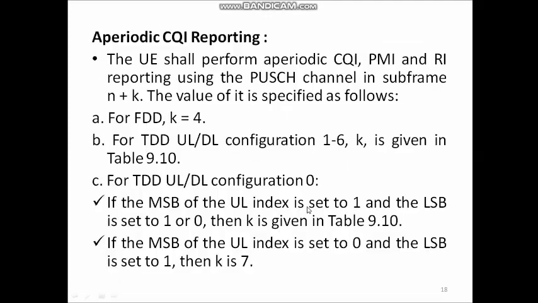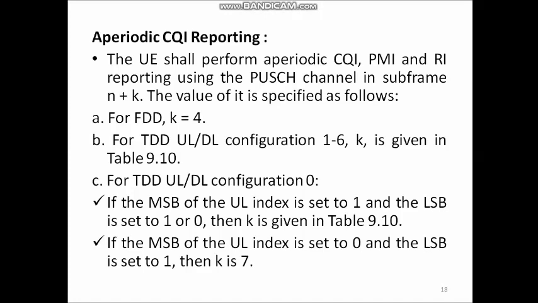Okay, next is aperiodic CQI reporting. Here reporting timing is triggered by downlink control information. Suppose user equipment receives a DCI format 0 or a random access grant in subframe n, and if the CQI request field is set to 1 and is not reserved, then the user equipment shall perform an aperiodic CQI, PMI and RI reporting using the physical uplink shared channel in subframe n plus k.